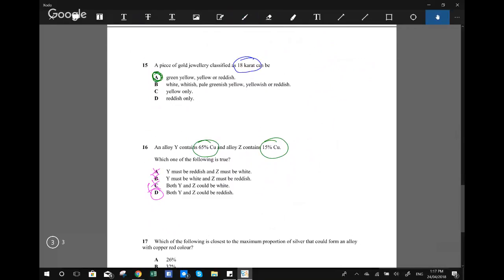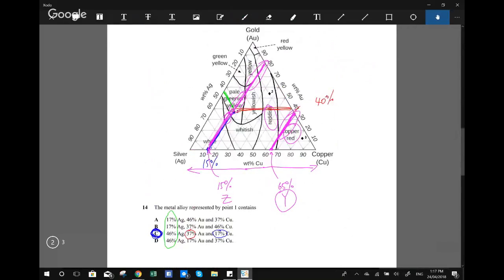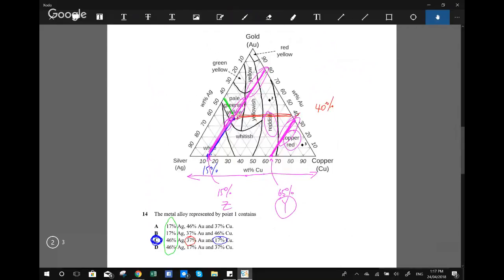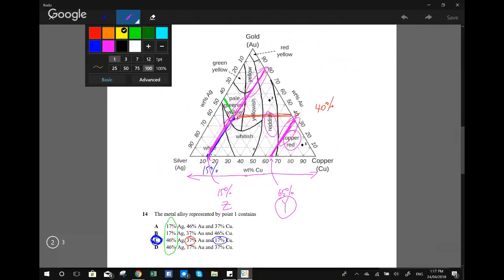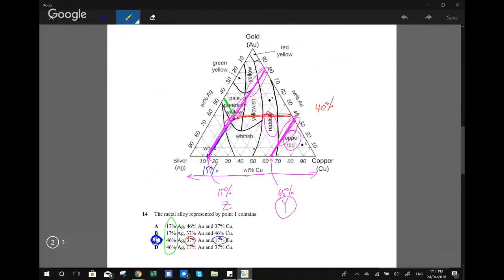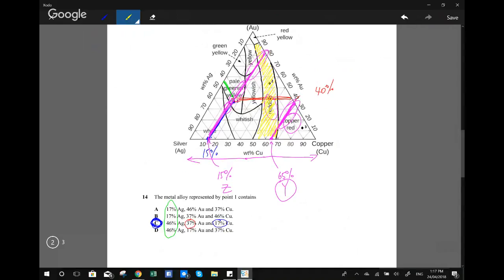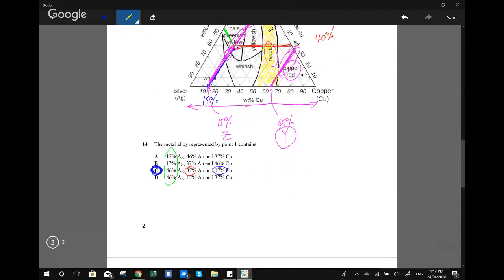Both Y and Z could be reddish. Let's go and just double check. So reddish is this region here. A horrible color to choose. But anyway, you can see that that region, the 15% copper line, as well as the 65% copper line, goes through that region of reddish. So that is a possible color that they both could be. So that makes sense.